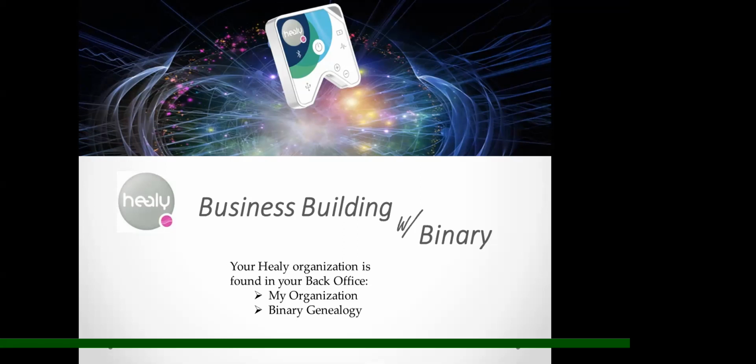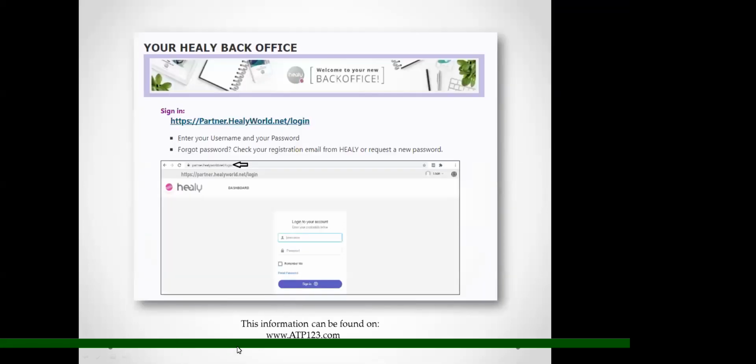So you find your binary genealogy and you go to your back office and you click on My Organization. We have all of this on atp123.com if you need to go back and look at these. But how you get into your back office is this web address, partner.healyworld.net/login. It will bring you to this page. So you put in your back office login information.